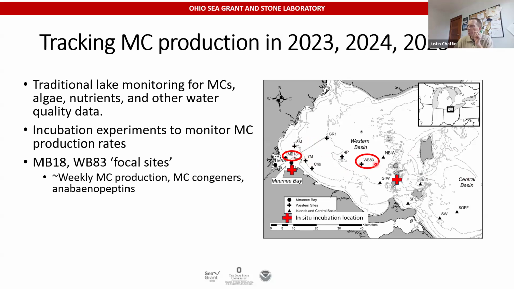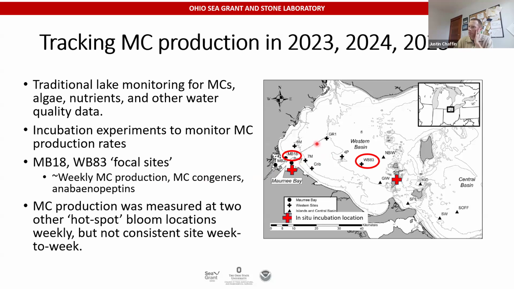Sites NB18 and WB83 are the focal sites, where we're measuring the weekly microcystin production rates. We're also getting data on microcystin congeners and another type of toxins that we're learning about, the aminopeptins. And then during our weekly or every 10-day cruises, we're grabbing water from one other site that has high biomass. So we're doing at least 4 incubations per every 10 days.